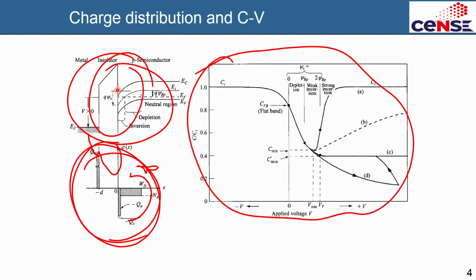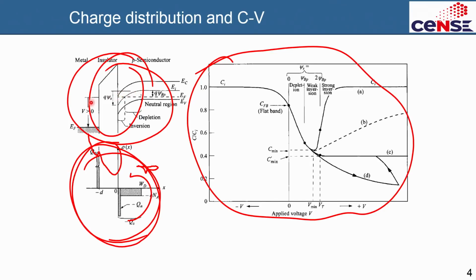We call it inversion. First, weak inversion will happen, which means the bands will bend such that the intrinsic level EI will essentially touch the Fermi level at the surface. That is the onset of weak inversion. That means the Fermi level is now equally distant from the valence and the conduction band at the interface.